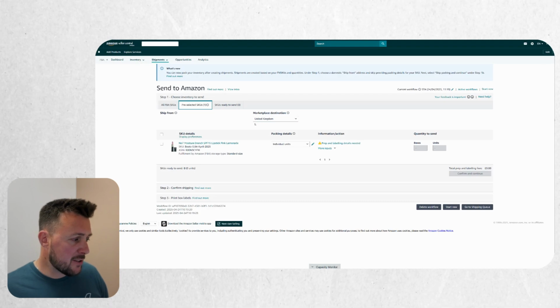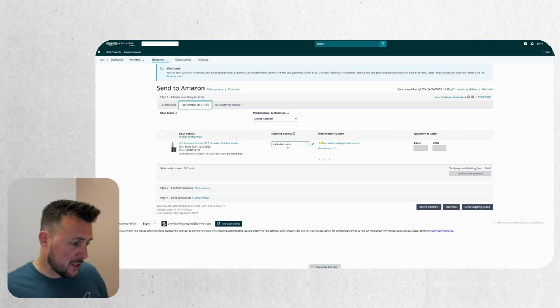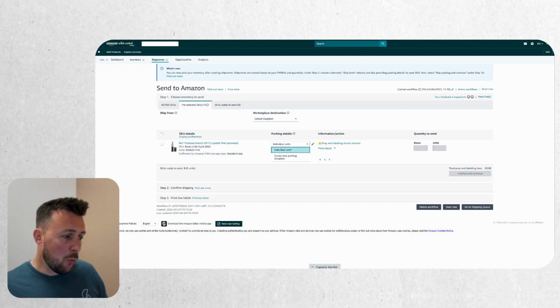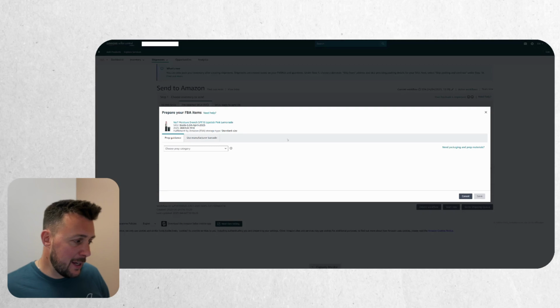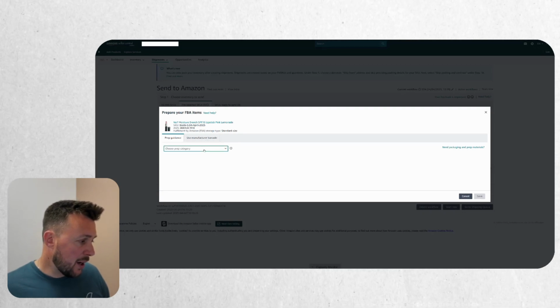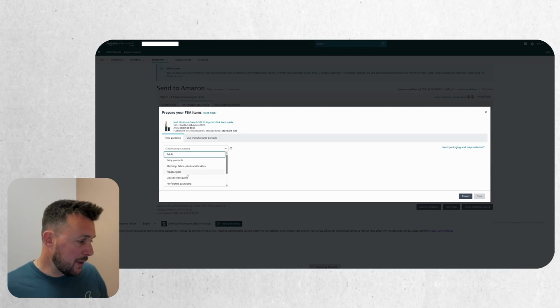So I already have some information here. This is a prep center that I've used previously, but obviously I'm going to blur that out just for privacy. But here, what we want to select is individual units. That's been selected by default. Then we click prep and labeling details. So we want to select that there is no prep needed for these. If there were, then we could select those appropriately.